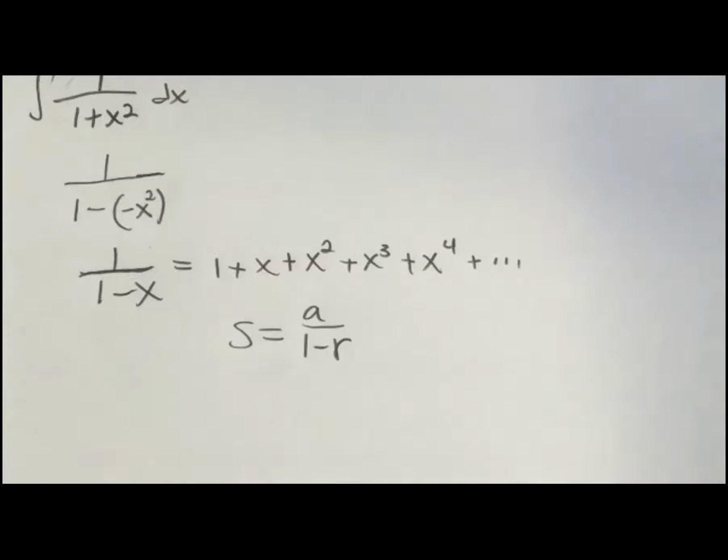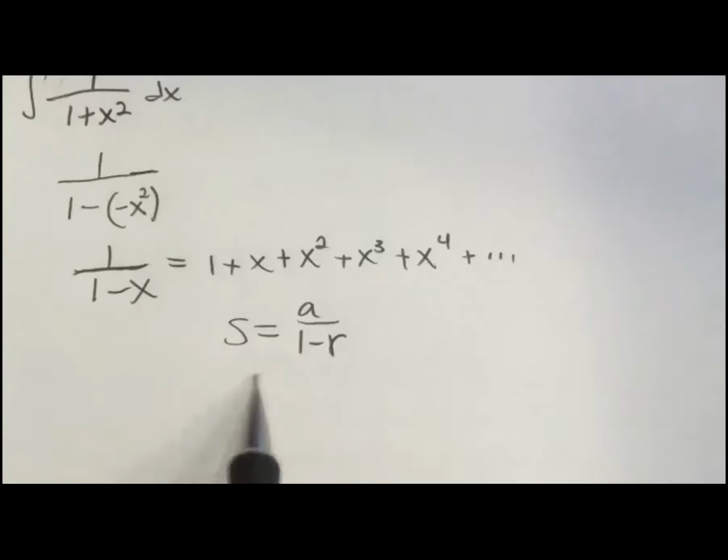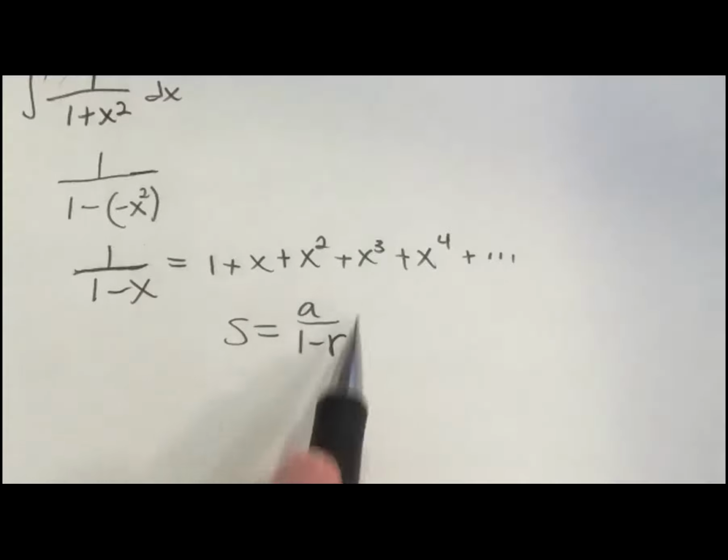So what's the first term? 1. What's the ratio? x. 1 over 1 minus x, it's geometric. That begs one more question. I don't know if I'm going to ask it, but here it goes. How do we know that the sum of a geometric series is this formula? Do you remember how we got that?